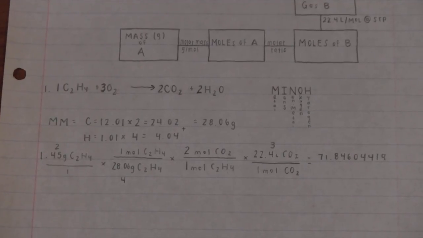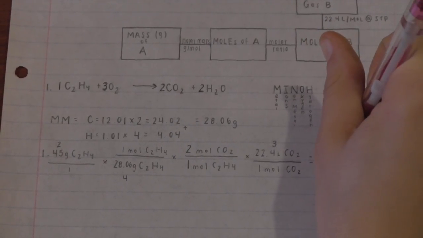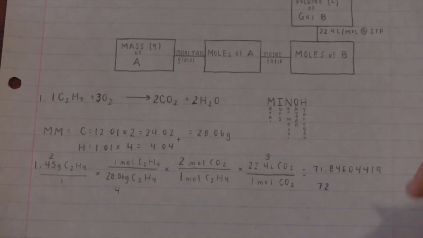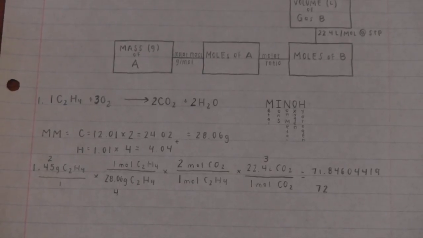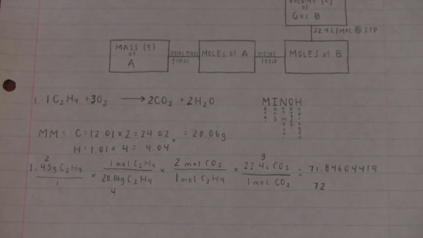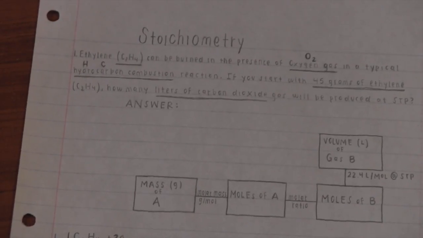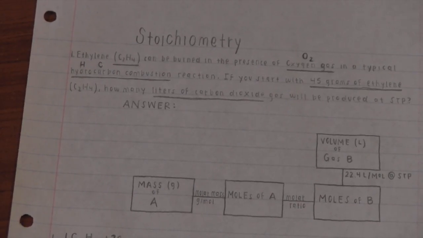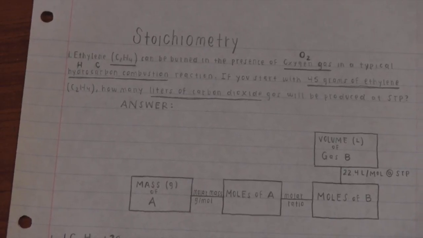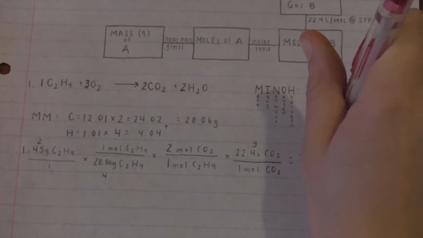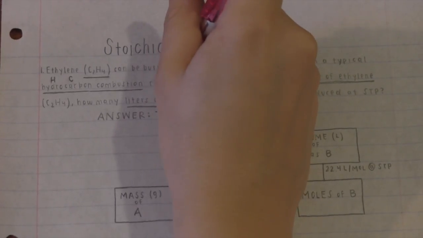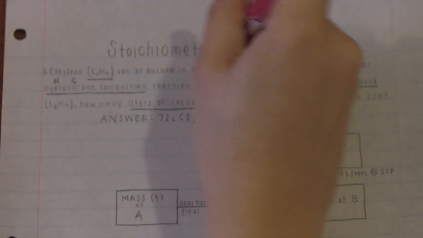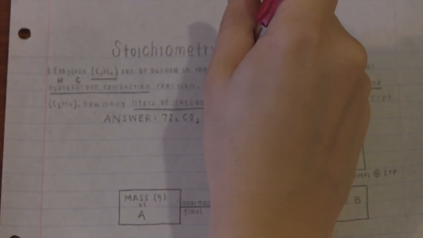71.8 would round to 72 because 0.8 is greater than 0.5, making it more accurate to round to 72 than 71. You must then put your unit on 72 as to not leave it blank. Since you were asked for liters of carbon dioxide gas in the problem, that is what you're ending with, 72 liters CO2. Making your answer 72 liters CO2 at STP.